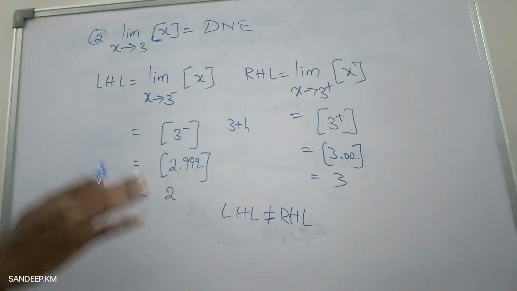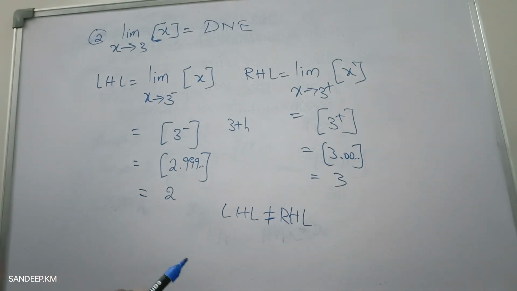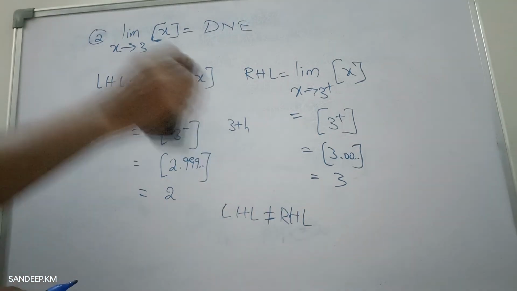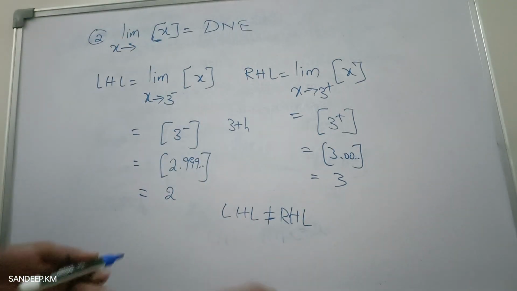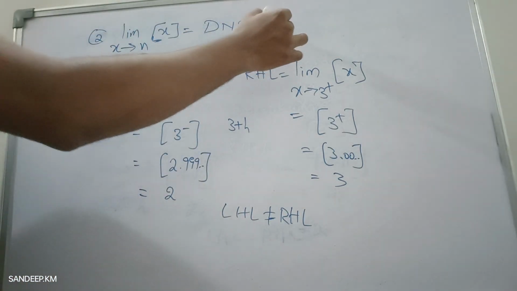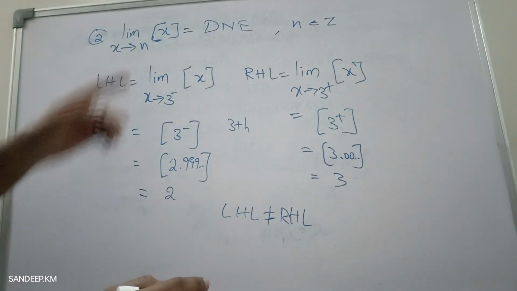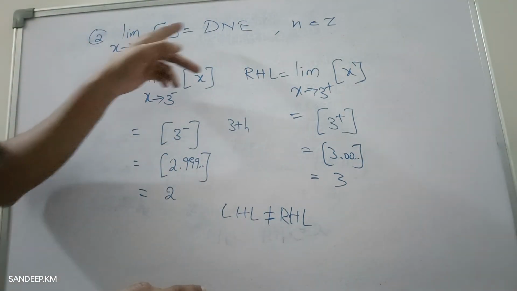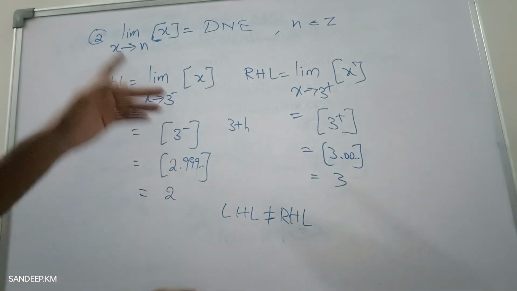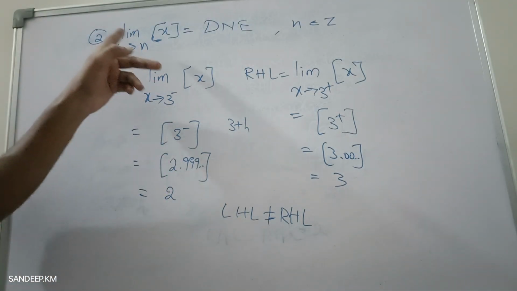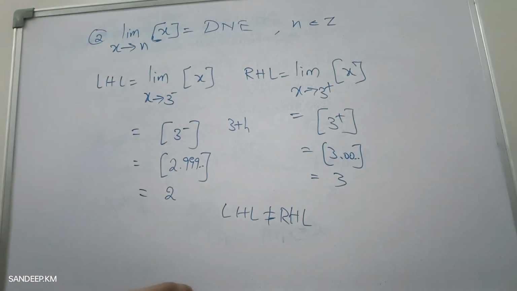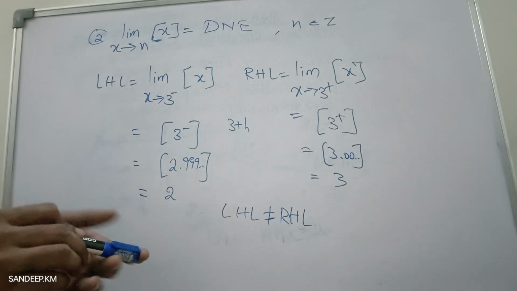Okay, so you can generalize this. How do we generalize it? Whenever x is approaching an integer, let me take a number n where n is any integer, n belongs to Z. Limit x approaches n, step x does not exist. If x is approaching an integer, then limit x approaches n, step x does not exist. We will go with the next example.